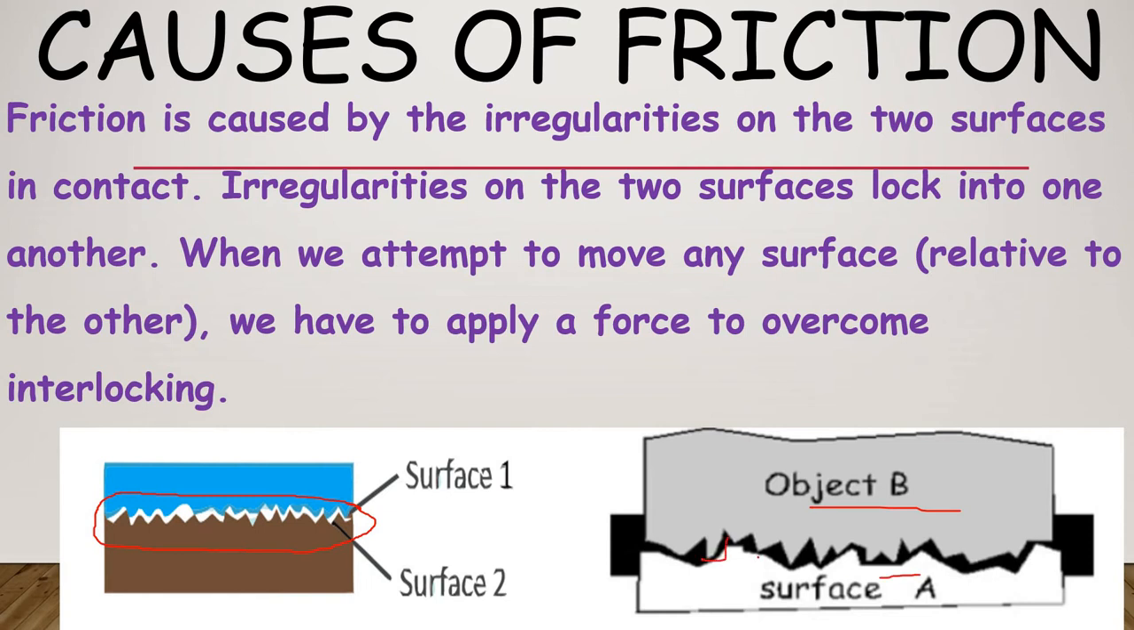Okay, so the irregularities on both the surfaces get interlocked. So when we try to move the object, we have to overcome this interlocking of irregularities. Friction is caused due to the irregularities on the two surfaces in contact, and the irregularities on the two surfaces lock into one another, and when we try to move, we have to apply force to overcome the interlocking of irregularities. Very simple concept.